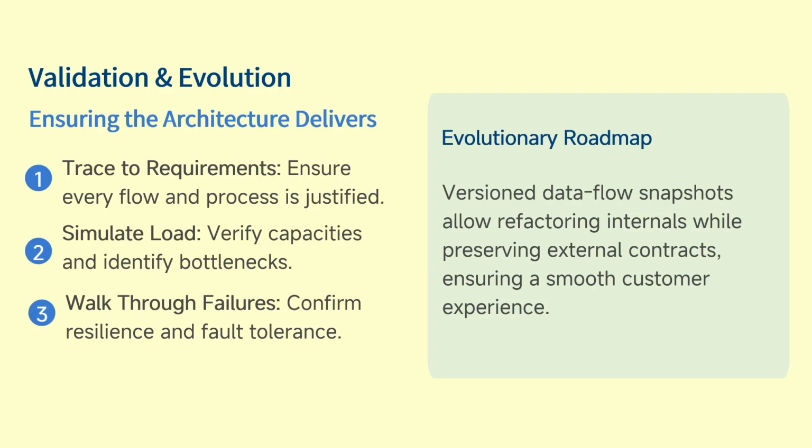Whenever you are trying to deliver an architecture at the last step in a process, we have to make sure it is validated. So, we have to trace with respect to the requirements to make sure every flow and process is justified, and verify the capacities and identify any bottlenecks so that the loads are considered. And if there are any failures, we have to confirm the resilience, the way in which you come back after facing the failure, and make it fault tolerant.